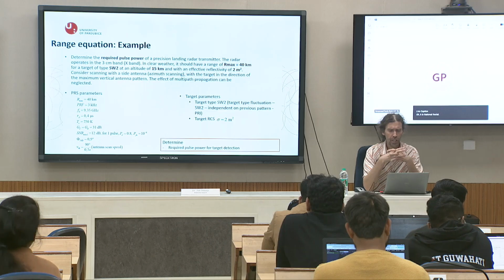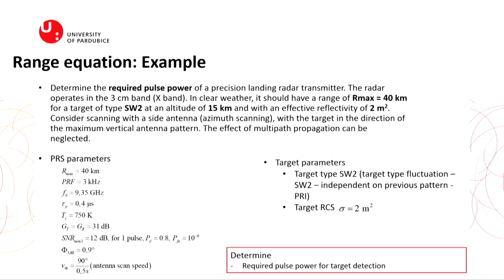Range equation. For this I don't have any script because the range equation, or power equation, is about how much power I need for detection of a target of this specific size that is defined by radar cross section and some probability. So the output will be, say, a 100 kilowatt pulse, 200 something, it will be just a number.